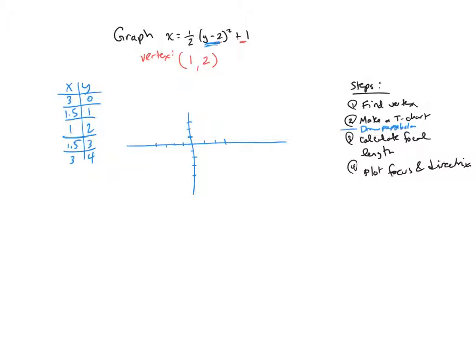So I'm going to plot my points. Let's see, (3, 0), (1.5, 1), (1, 2), (1.5, 3), and then (3, 4). So there you can see my parabola opens to the right. Again, it's horizontal, and the a is positive, so it's going to open in the positive direction. So I'm going to go ahead and draw that parabola out.